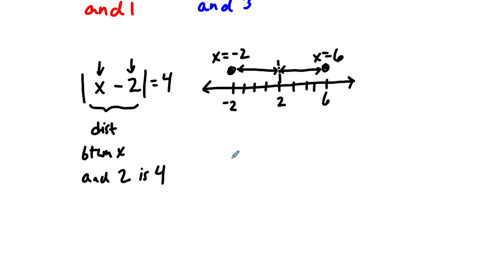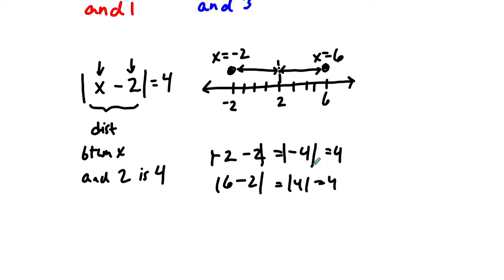And we can confirm that. Let's just plug that in. Negative 2 minus 2 equals negative 4. If you take the absolute value of that, you get 4. It checks out. It balances the equation up here. If you plug in 6, you get the same thing. 6 minus 2 is 4, and the absolute value of 4 is 4. So it works. So we have to first accept that.